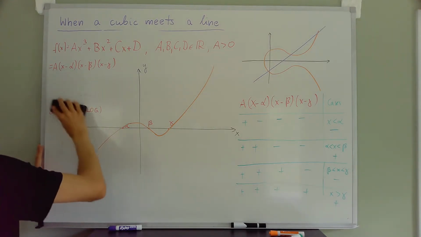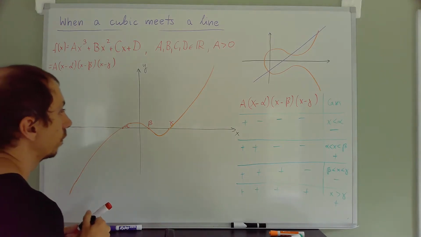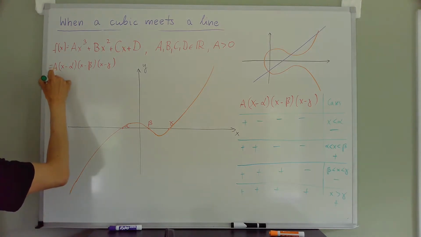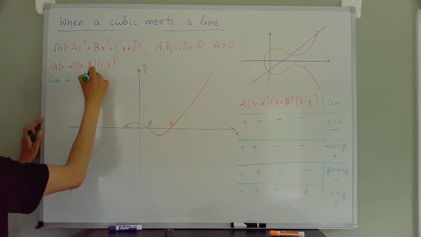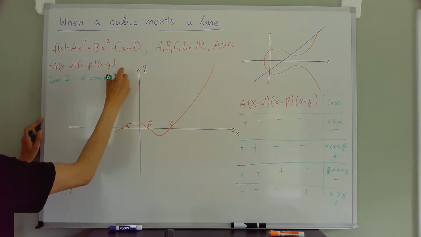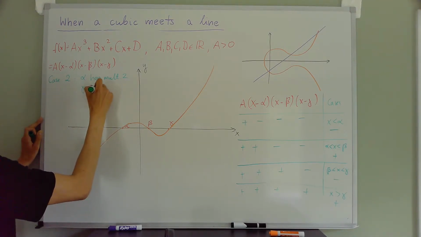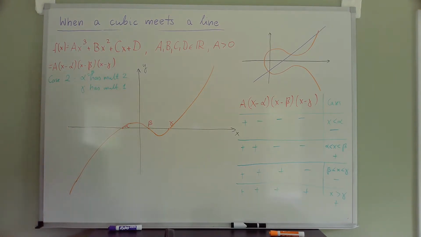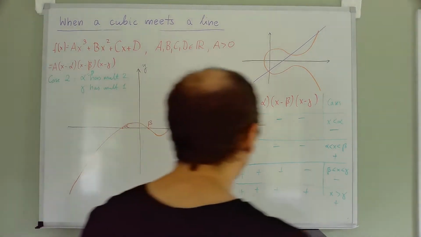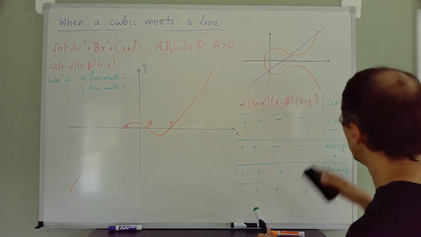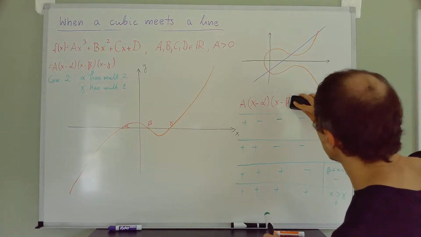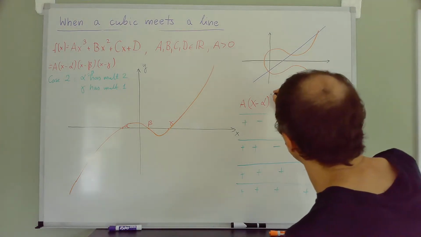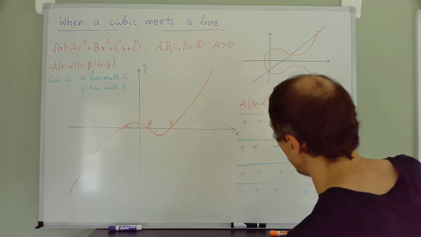Let's now suppose that, so now case 2, alpha has multiplicity 2 and gamma has multiplicity 1. So in other words, alpha is equal to beta. Okay, what happens then? Let's go back to our table. So instead of writing x minus alpha, x minus beta, I'm just going to write x minus alpha squared, x minus gamma.